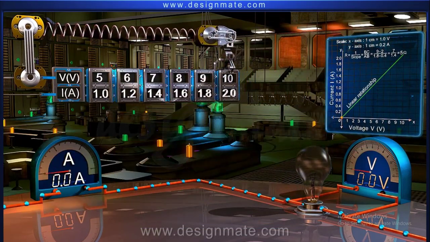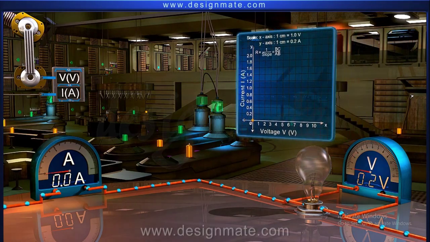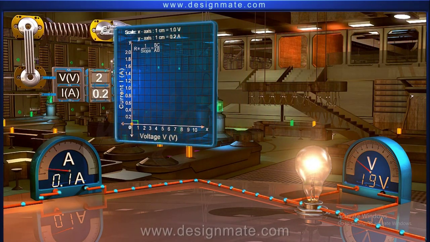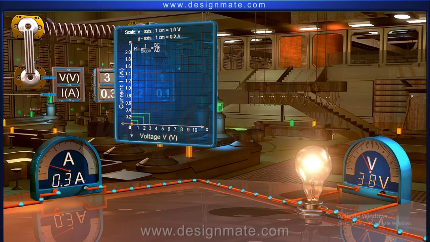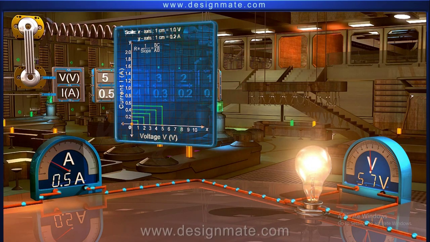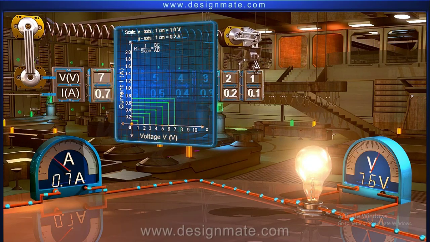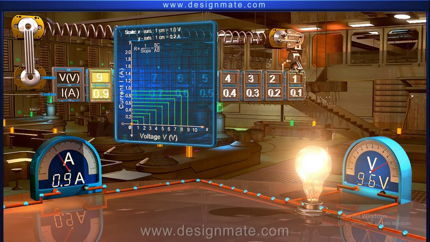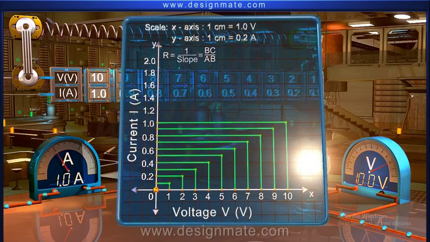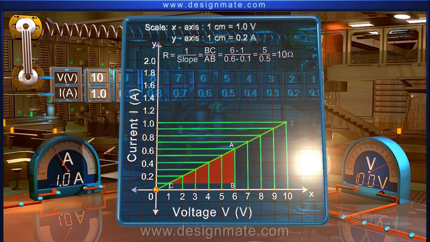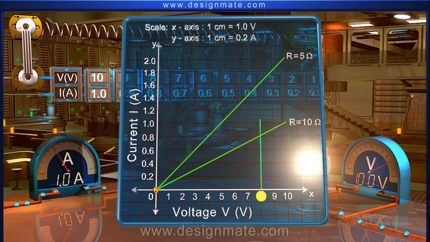Let us place another bulb and repeat the above experiment. We again get a straight line, but with a different slope. This experiment clearly proves Ohm's law. Hence, Ohm's law shows that a given voltage can push more current through a lower resistance, or vice versa.